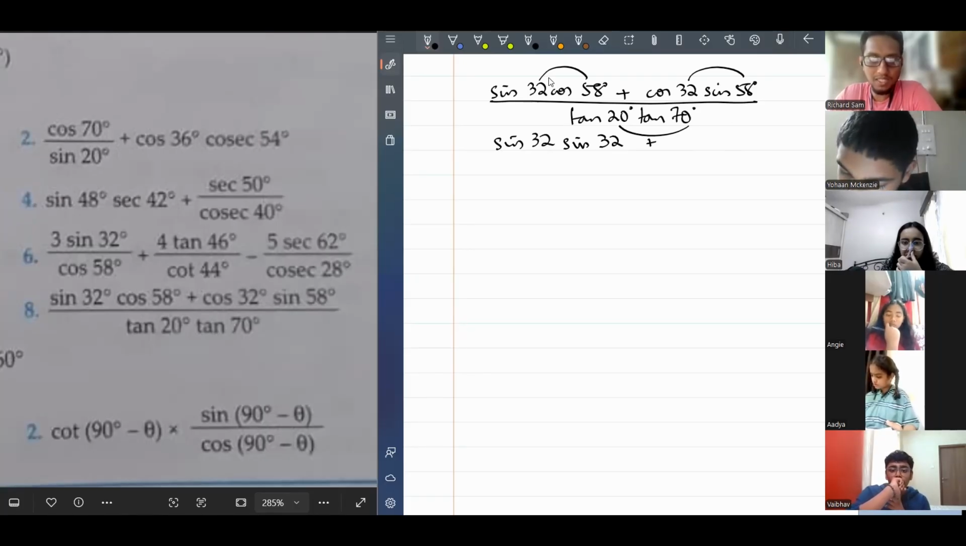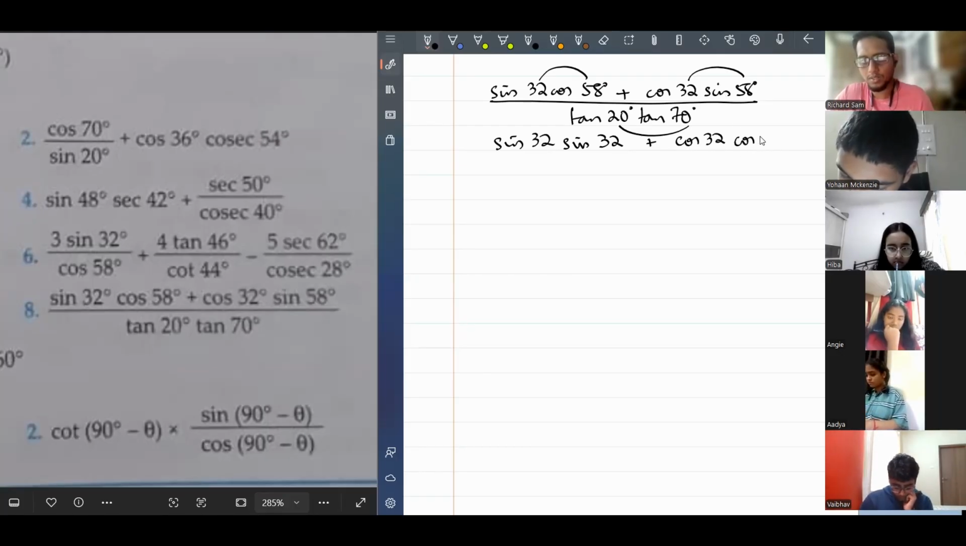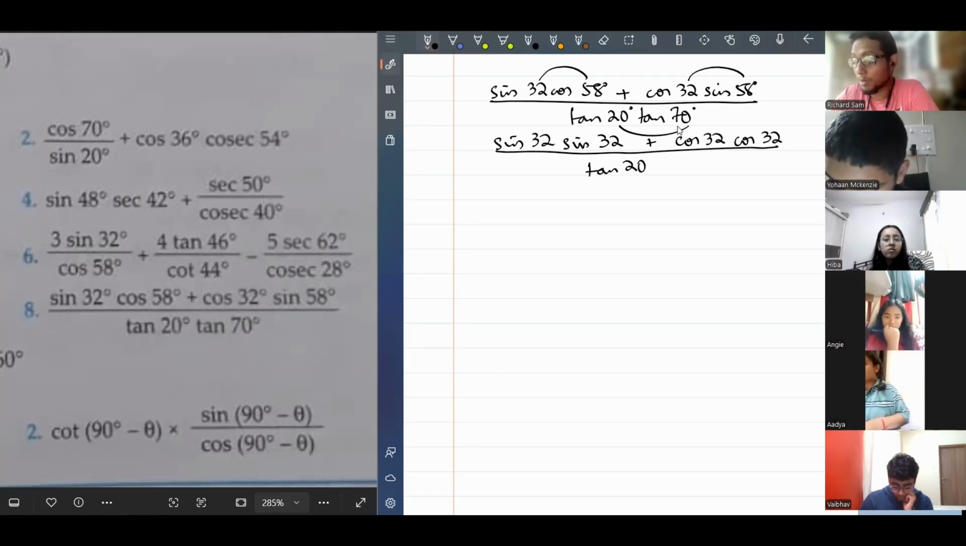Now, see here the numbers are same as the previous one, 32, 58, 32, 58. So make the numbers all 32. Cos 32, we leave it as it is. Sine 58, we'll write it as cos 32. Okay, so now everything is 32. We made the numbers same everywhere. And here, one tan we leave it as 20. The other tan we'll change to its complementary angle.